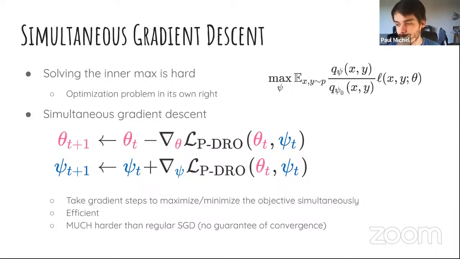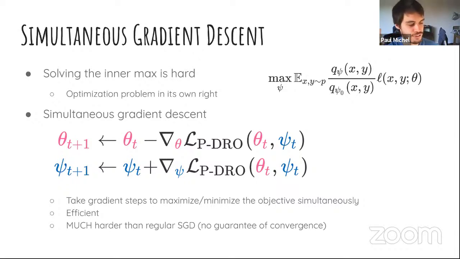As an aside, this is also what was done originally in GANs. In GANs, you have a similar problem where you try to minimize some loss with respect to the generator and minimize another with respect to the discriminator. And this is usually trained using simultaneous gradient descent as well. And again, simultaneous gradient descent is good because it's efficient. We only need to do one forward pass and two backward passes at each time. The downside is that it's much, much harder than regular SGD to optimize.